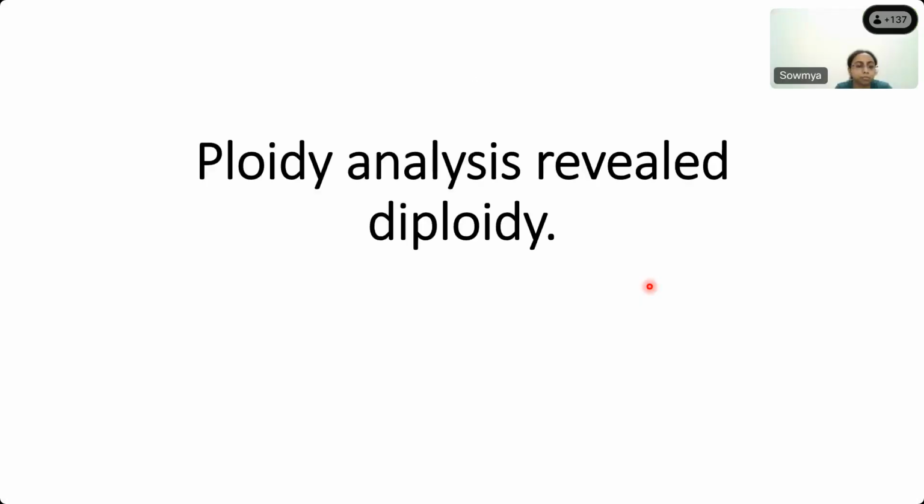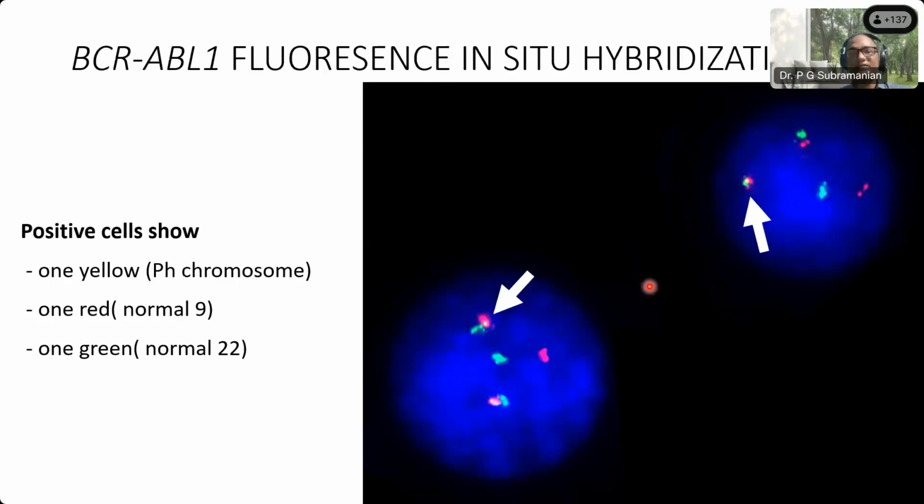So ploidy analysis revealed diploidy in this case. Now the BCR-ABL fluorescence. Here this is a fusion probe where normal is this separate, and this yellow dot which is coming here is your fluorescence positive signal. So you have normal here, this cell is showing you normal, and this is showing you fusion. So 1 yellow, 1 red, 1 green. So this is the BCR-ABL which was positive in this case.